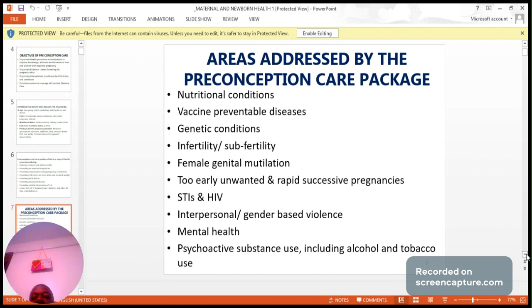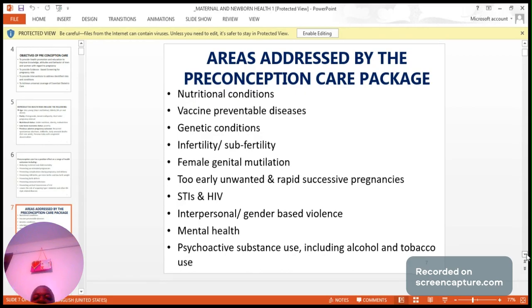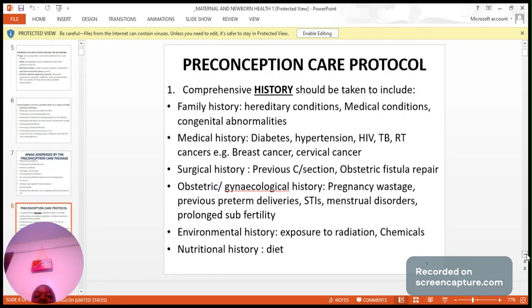Psychoactive substance use, like when somebody is using alcohol and tobacco. As a result of alcohol, we get to know that there are complications with which a baby can be born. Some can be born with fetal alcohol syndrome. So that is also being checked.